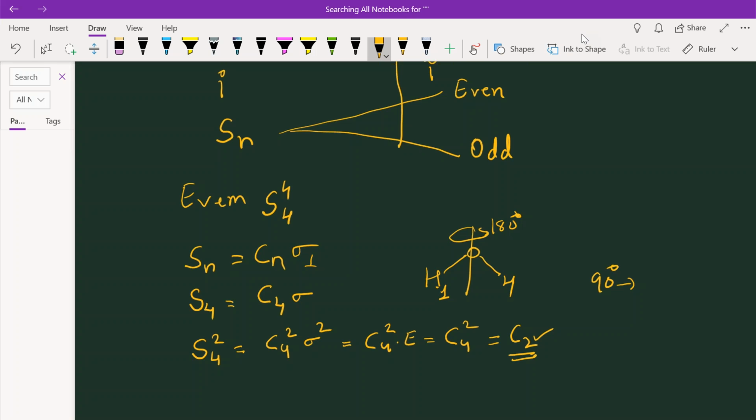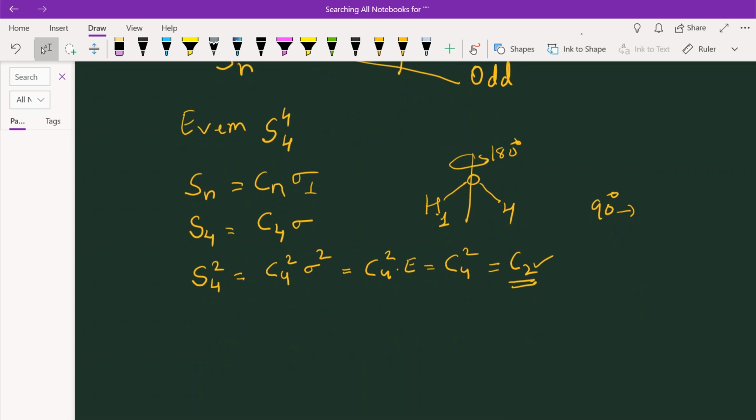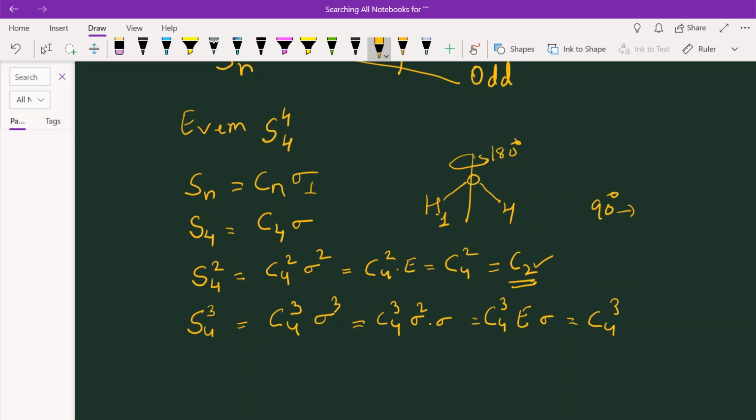Now we have to continue, because we haven't received E, the identity, yet. Now S4 cubed is nothing but C4 cubed and sigma cubed. Here we can write this as sigma squared into sigma. Now sigma squared is nothing but E, which gives C4 cubed, E into sigma. Now E is nothing but unity, so C4 cubed and sigma is the operation.